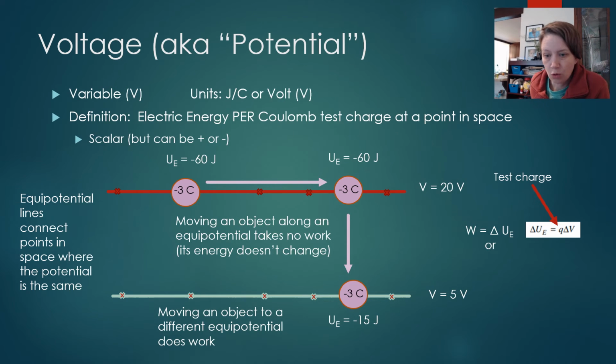A note on this equation, that Q is the test charge. So we still have not talked about where those voltage lines came from in the first place. We're only talking about the amount of charge that is in that point in space. So that Q would be the negative 3. And the delta V, of course, is the difference in potential from where we started to where we ended.